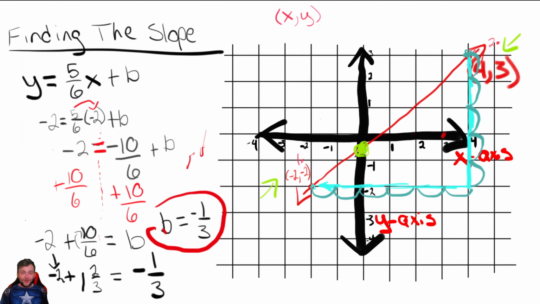We have our B circled. Remember to always circle your answer. So our answer is -1/3. We will erase this.